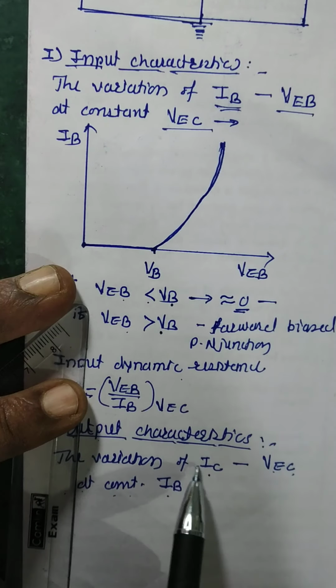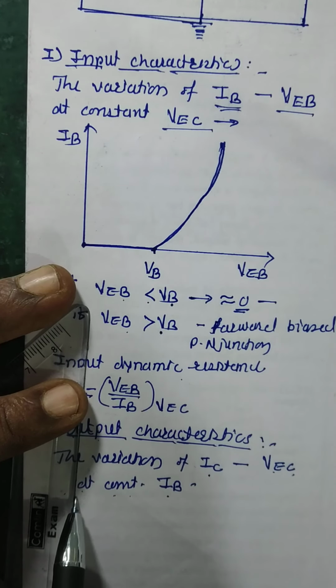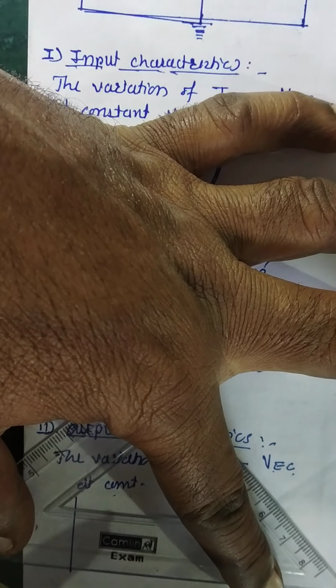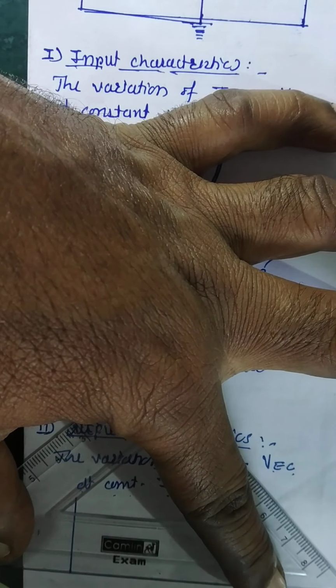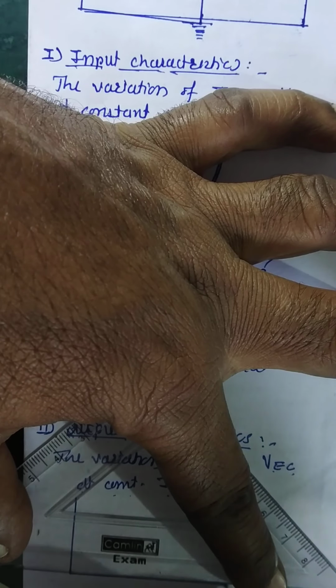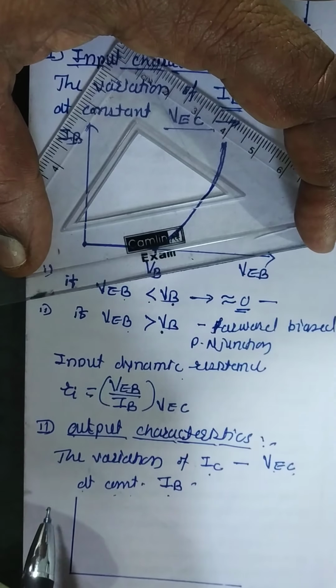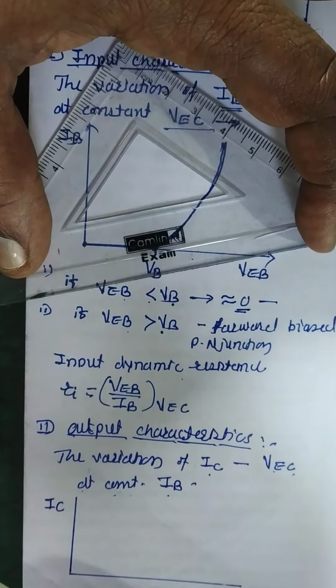If the graph of collector current IC with potential between emitter and collector is plotted, then the nature of the graph is like this.